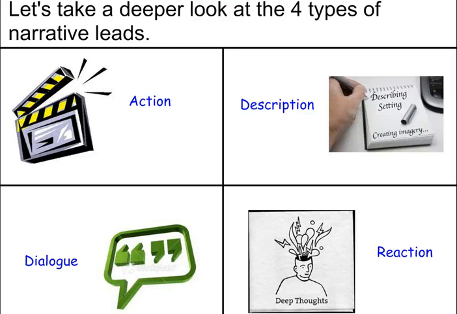Hopefully you notice that the author may have done one of these 4 types of leads. There may have been action, there may have been a description of a place, there may have been dialogue between 2 characters, and there may have been a character thinking. These are the 4 types of narrative leads that we will talk about today, and I'd like for you to try one of these 4 types in your narrative piece.